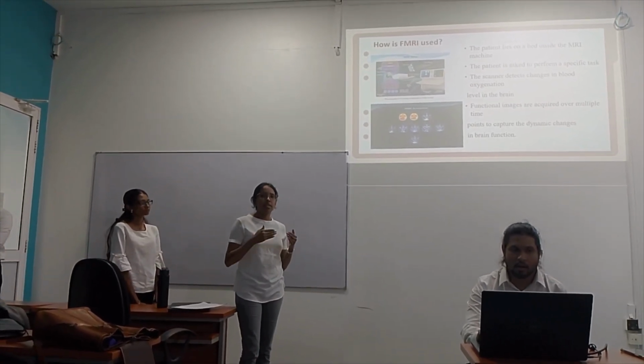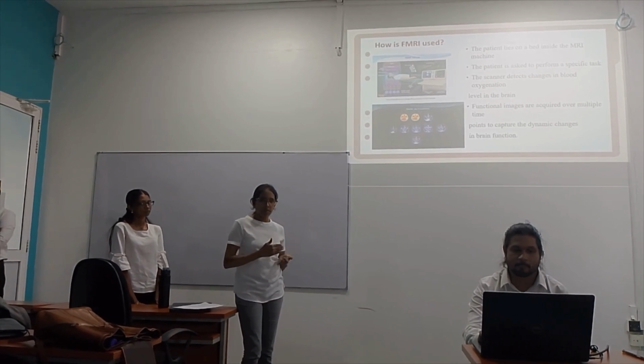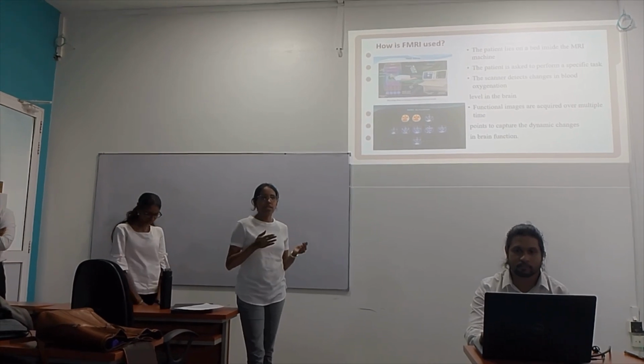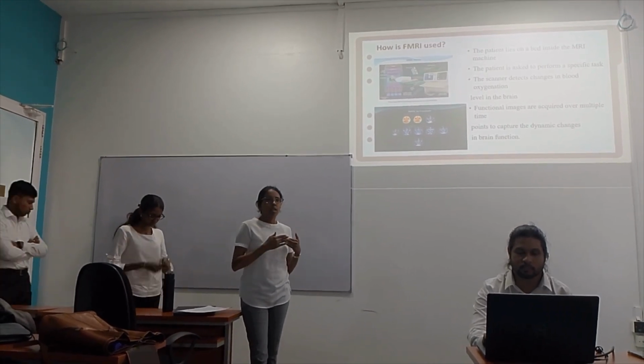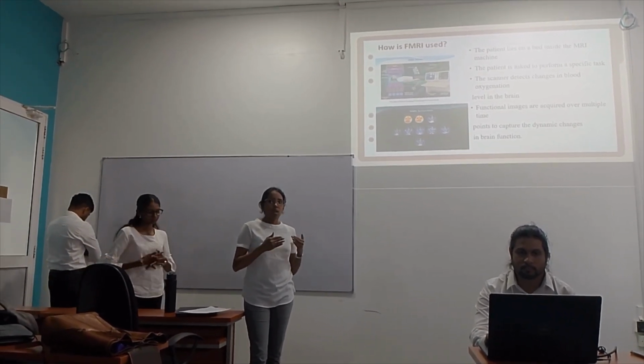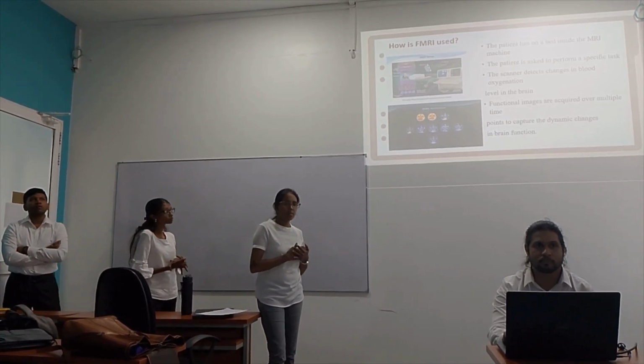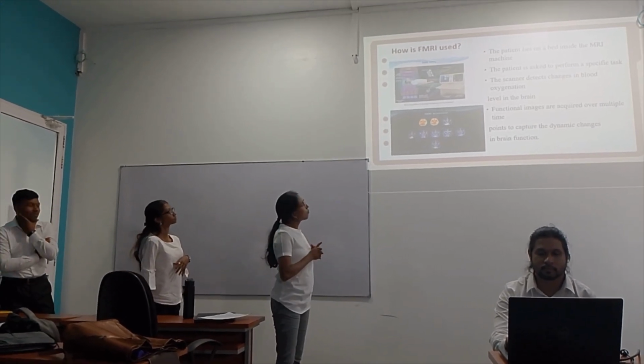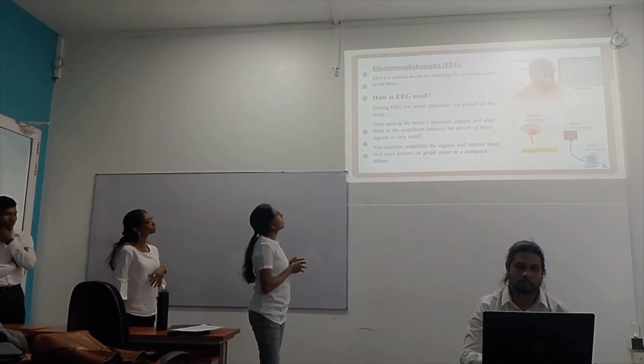Functional activation maps show which areas of the brain are active during the specific task. fMRI provides more valuable information about the brain function. The next method is EEG.